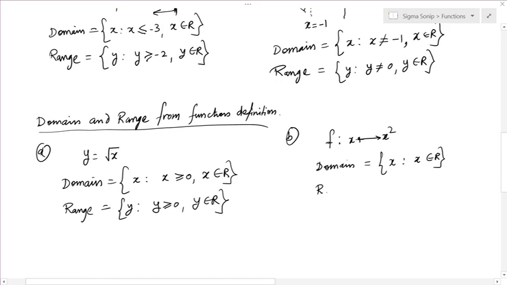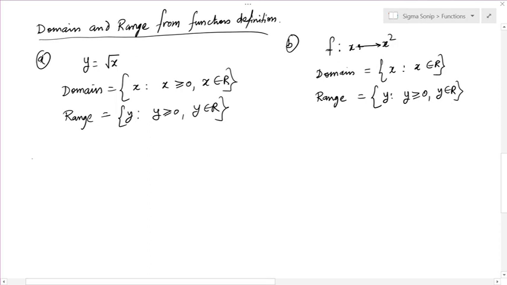And what about range? Because it becomes x square, and x square is always a positive number, no matter what the value of x you put there. When you square it, it becomes positive. So that is our range. y is greater than or equal to 0, y is a member of R. Yep, simple enough so far. Look at example number C here.